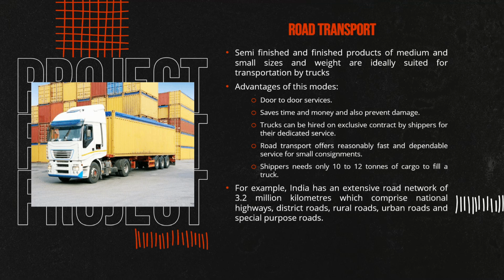For example, India has an extensive road network of 3.2 million kilometers, which comprises national highways, district roads, rural roads, urban roads, and special purpose roads.